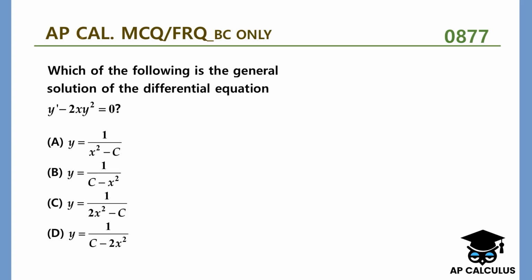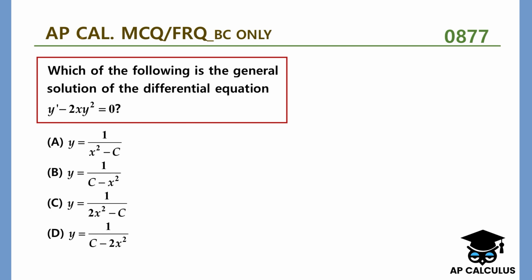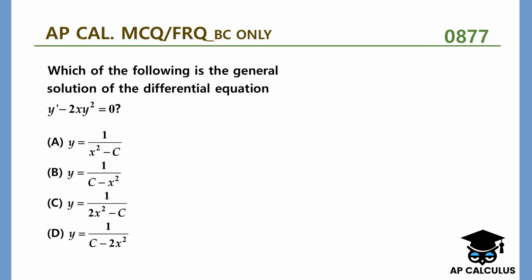Question 877. Which of the following is the general solution of the differential equation y prime minus 2xy squared is equal to 0? Okay, to find the solution of this differential equation, we have to separate the variables, right? Here y prime is equal to dy over dx, which is equal to, if we move this term to the right side, 2xy squared, right?